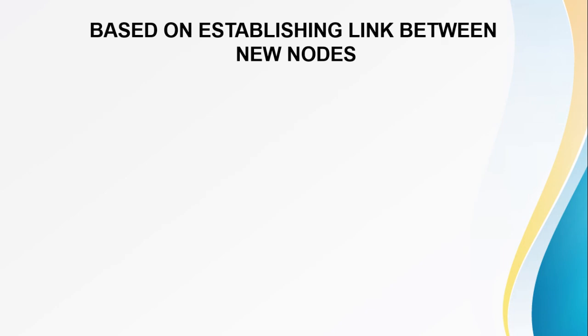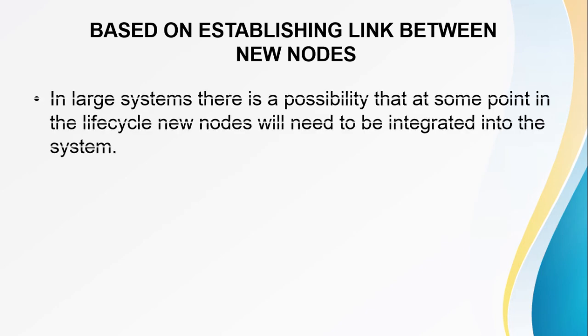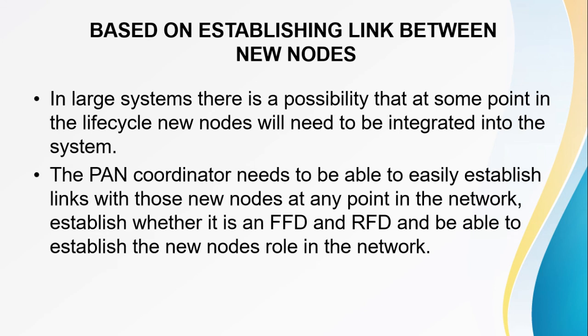Sixth, based on establishing links between new nodes. In large systems, there is a possibility that at some point in the life cycle, new nodes will need to be integrated into the system. So, the PAN coordinator needs to be able to easily establish links with those new nodes at any point in the network, establish whether each is an FFD or RFD, and be able to establish the new node's role in the network.